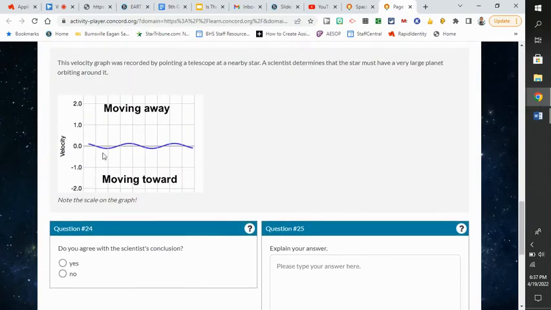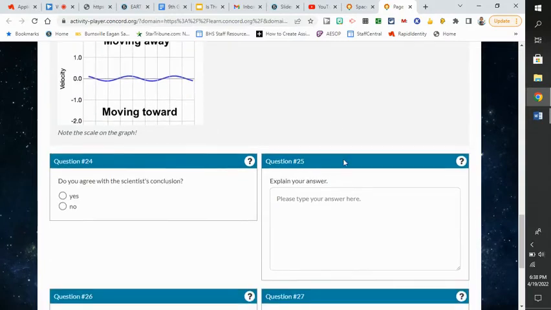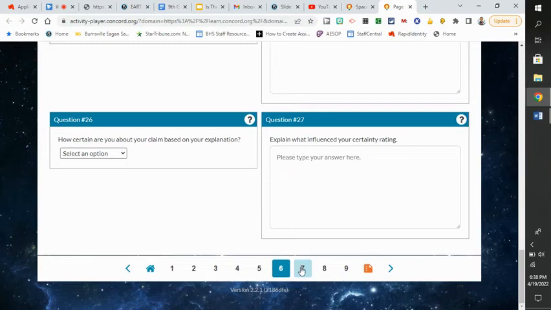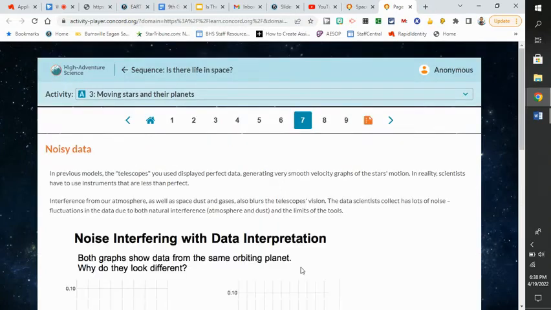Do you think the scientist is correct in determining that the star has a very large planet orbiting around it? Note the scale of the graph. It's different than the one we used. I'm going to go into the next one. I'll give you a moment to catch up.